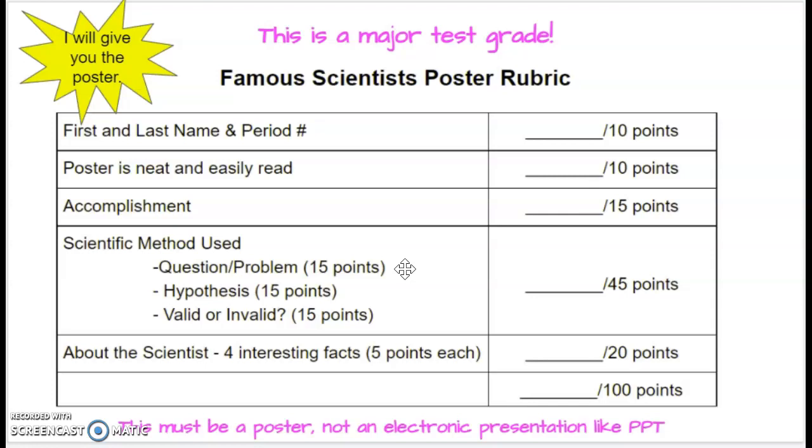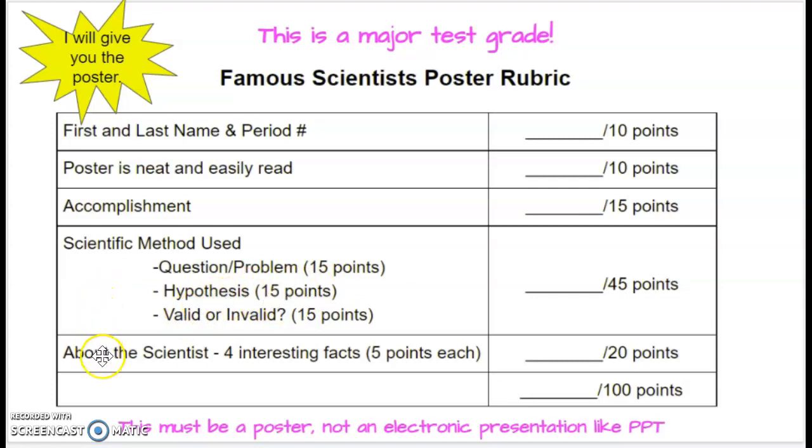What would be their hypothesis? And were they valid or invalid? Meaning, were they correct or incorrect? And remember, it's okay if their hypothesis was incorrect, because that's how science works. You try things out, see if you find a solution. Sometimes you don't, and then you do something else, right? So you'll have to tell me if it was valid or invalid.